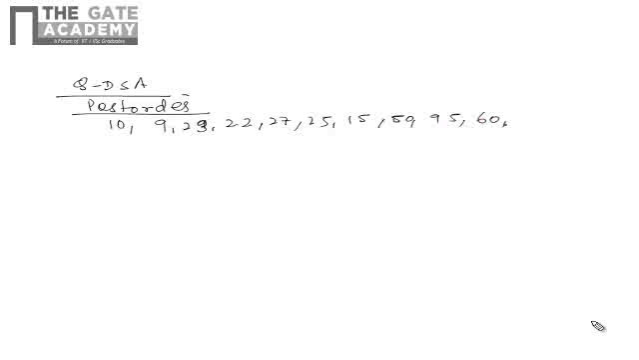The question asked is, post order traversal of a given binary search tree produces the following sequence of keys. The post order traversal is given as 10, 9, 23, 22, 27, 25, 15, 50, 95, 60, 40 and 29. It's given that this is a binary search tree and we have to find the in order traversal for the following sequence.